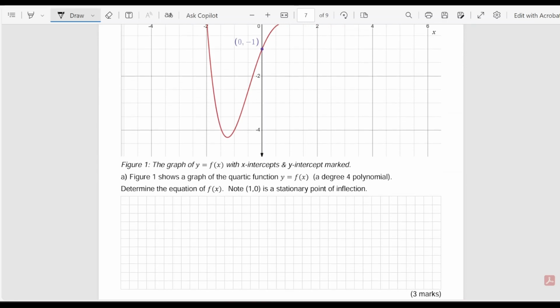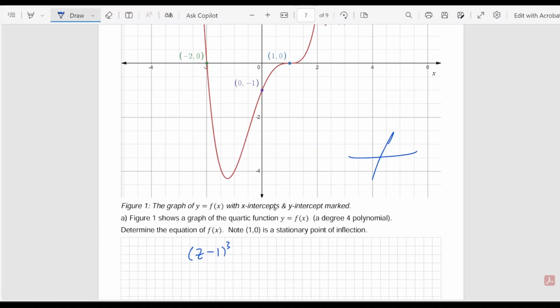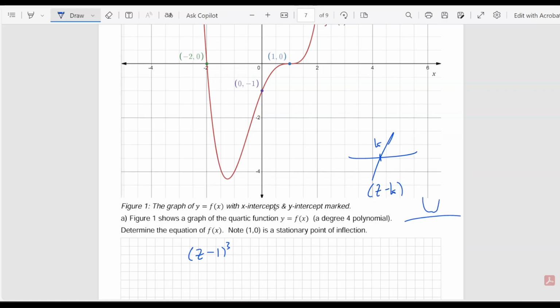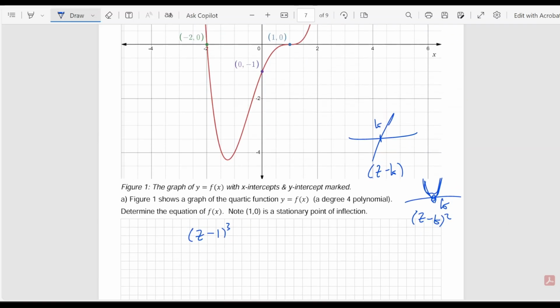There it is. We just got to get the equation of the function. This here is a stationary inflection point, and I do say that in the test as well. So you've got z take 1 cubed is a factor. If you ever have it cutting through at k, you'll get z take k. If you ever have it just touching at k, you'll get z take k squared. And if you have this, you'll get z take, in our case, 1 cubed. The other factor is z plus 2.